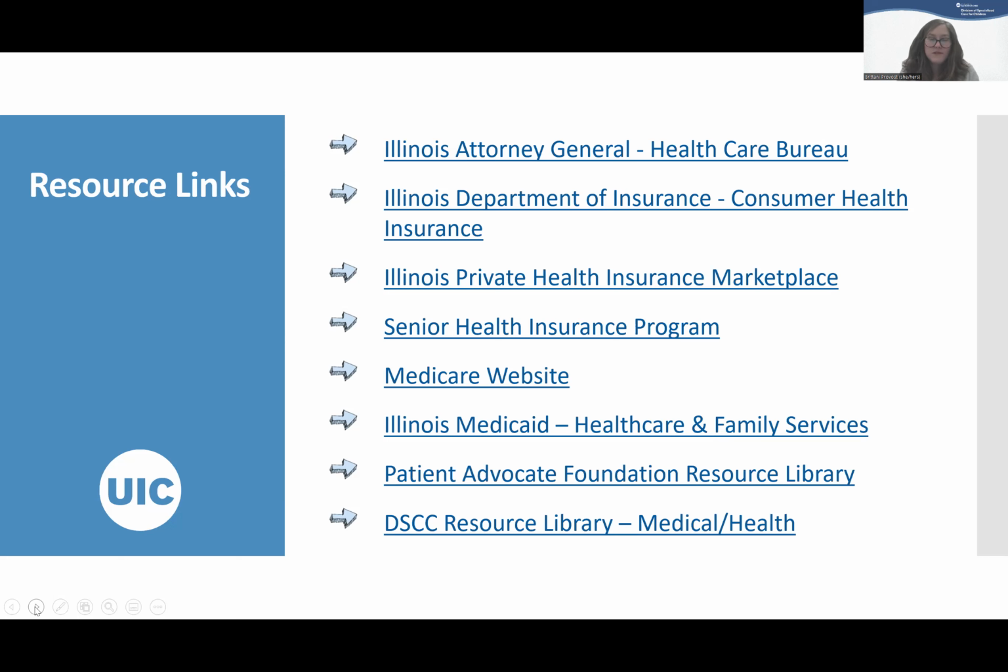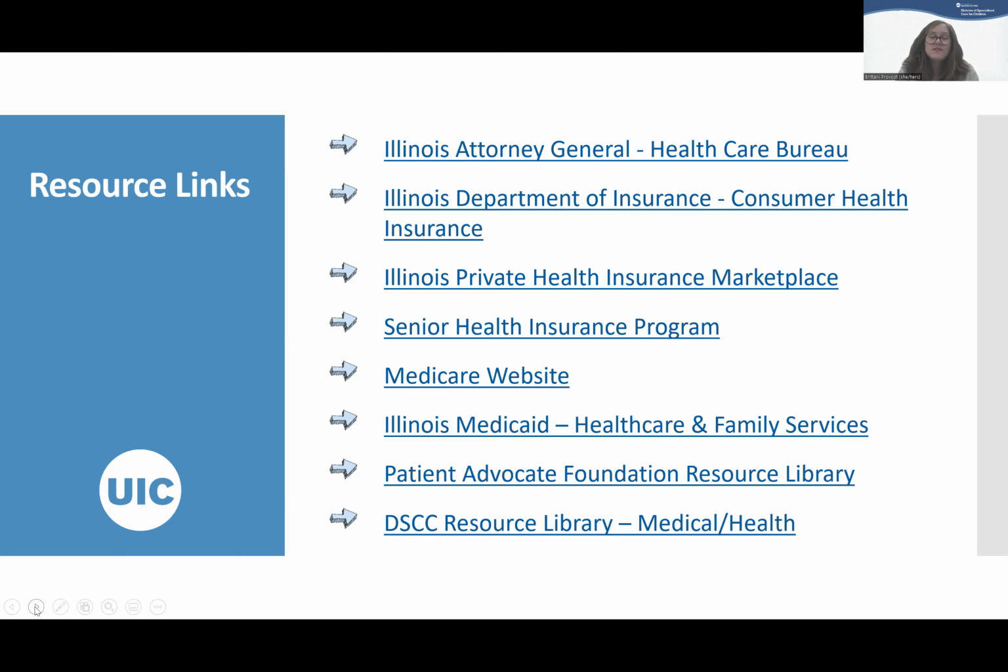And we put the Medicare website for you, just so you can go right to that website and look at the information that they have there. We have the Medicaid website if you have more questions on Medicaid. And then we have another resource from Patient Advocate Foundation. They have a resource library with lots of handouts and things on how to understand insurance and other variety of topics related to health insurance. So it's a really good resource to check out.